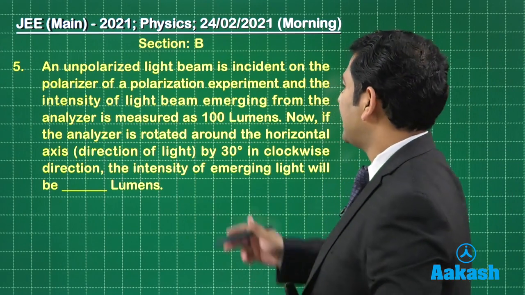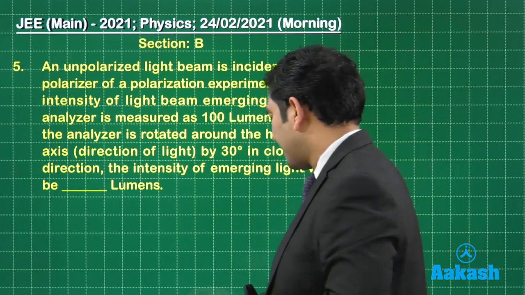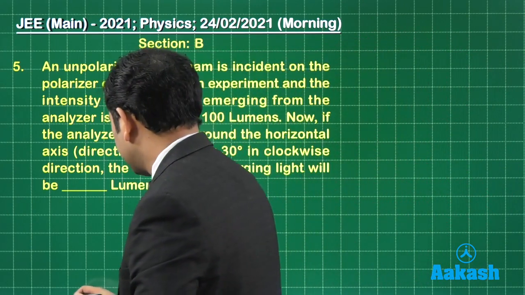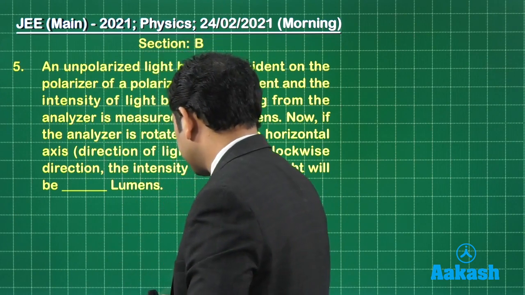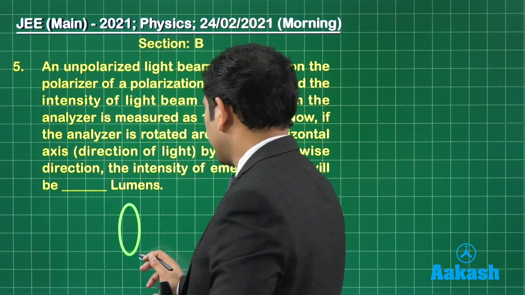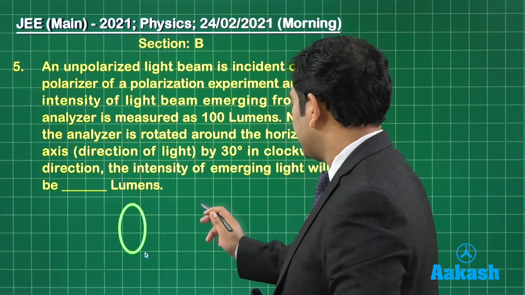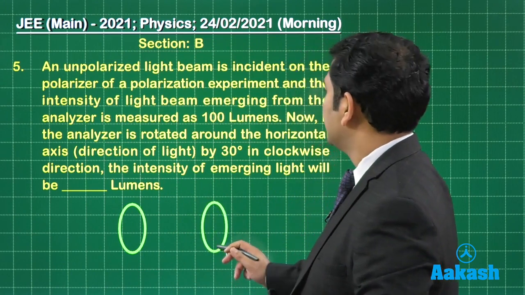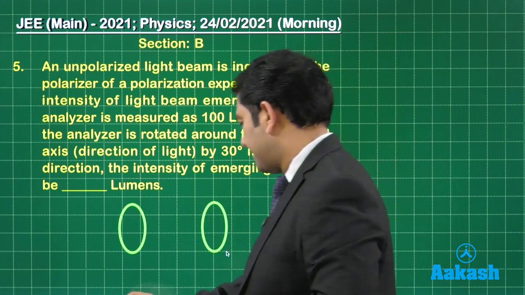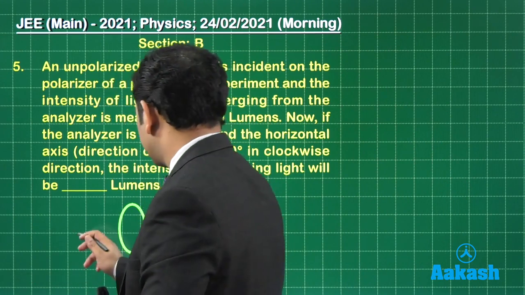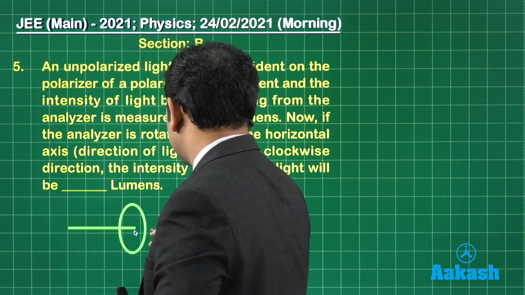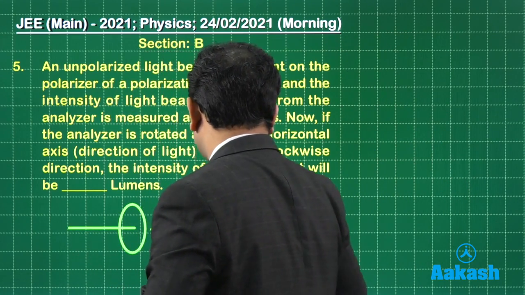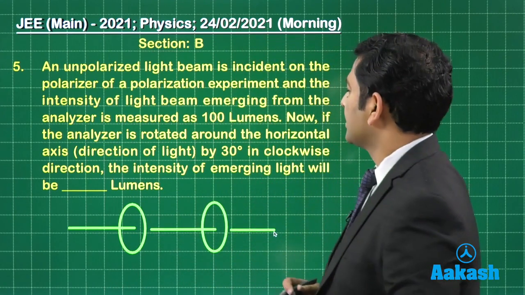An unpolarized light beam is incident on the polarizer. Okay. So let me draw a polarizer. I think that will be a better way. And there's an analyzer as well. Okay, and then we just need to draw the axis there. So that's great. Now let's see.